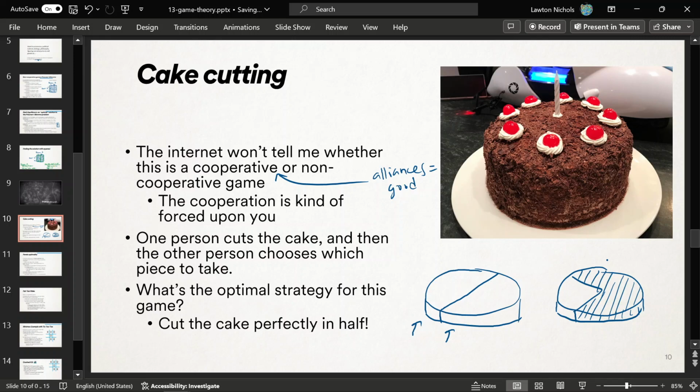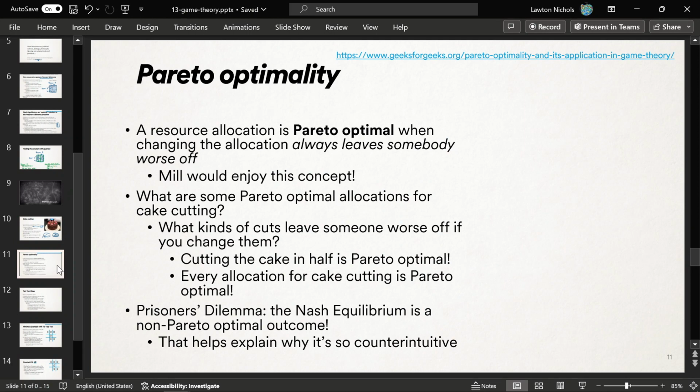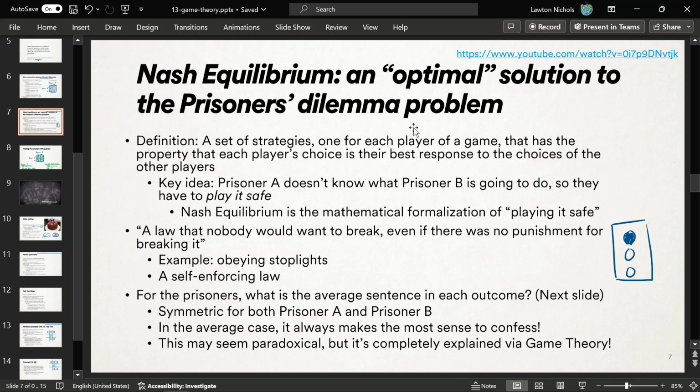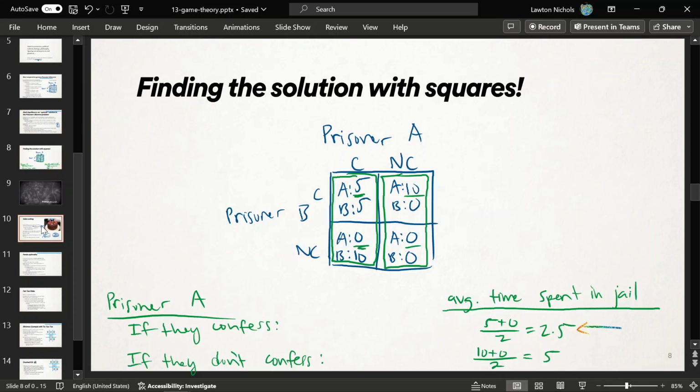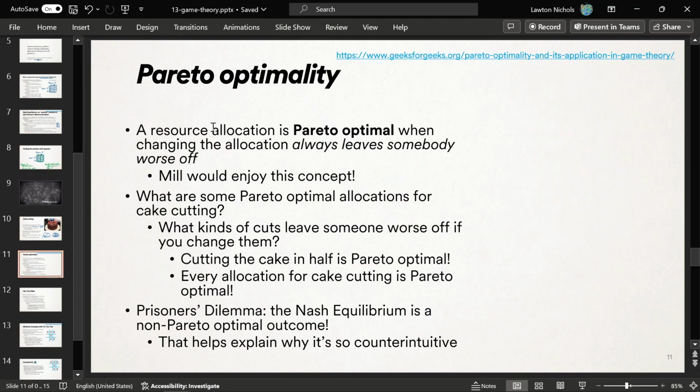So that's like a game, and there's a property of this game that describes why we pick this one. It's called Pareto optimality, just like a Nash equilibrium was kind of the solution to the prisoner's dilemma problem. For cake cutting, you can think of Pareto optimality as the best way of cutting the cake. It has to do with allocating resources, like giving food to people, giving cake to people, giving places to live out.